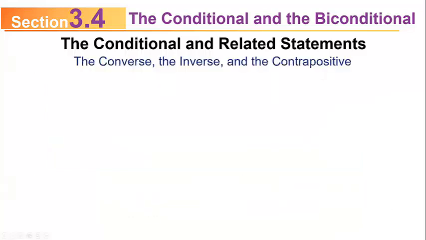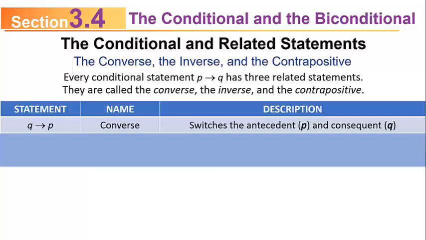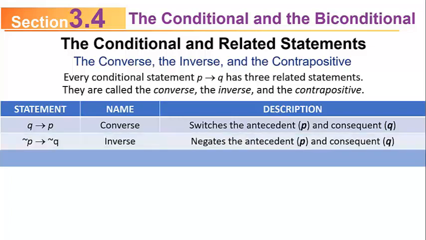Now let's turn our attention to three statements that are closely related to the conditional: the converse, the inverse, and the contrapositive. Every conditional statement of the form P implies Q has three related statements: the converse, the inverse, and the contrapositive. The converse of the statement P implies Q is the statement Q implies P. You're simply switching the antecedent with the consequent. In other words, you're switching the P and the Q. The inverse negates both the P and the Q, but doesn't switch them.